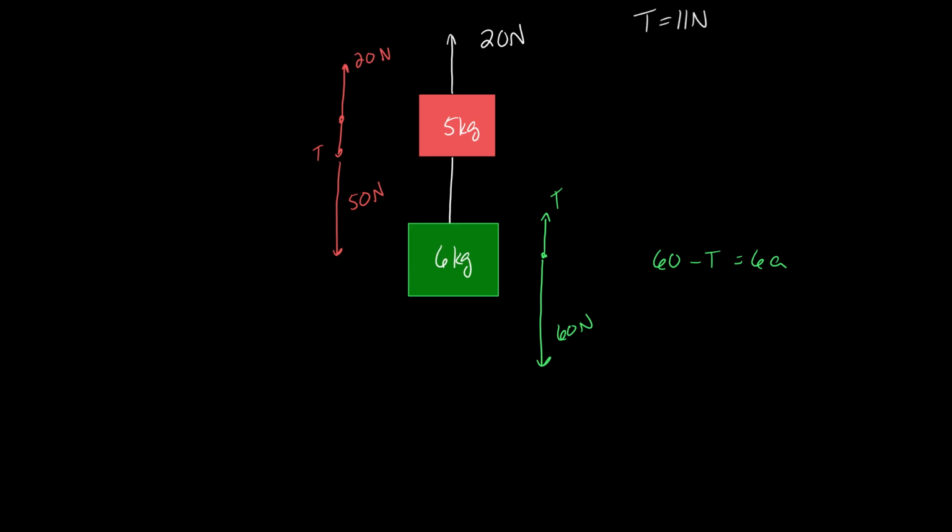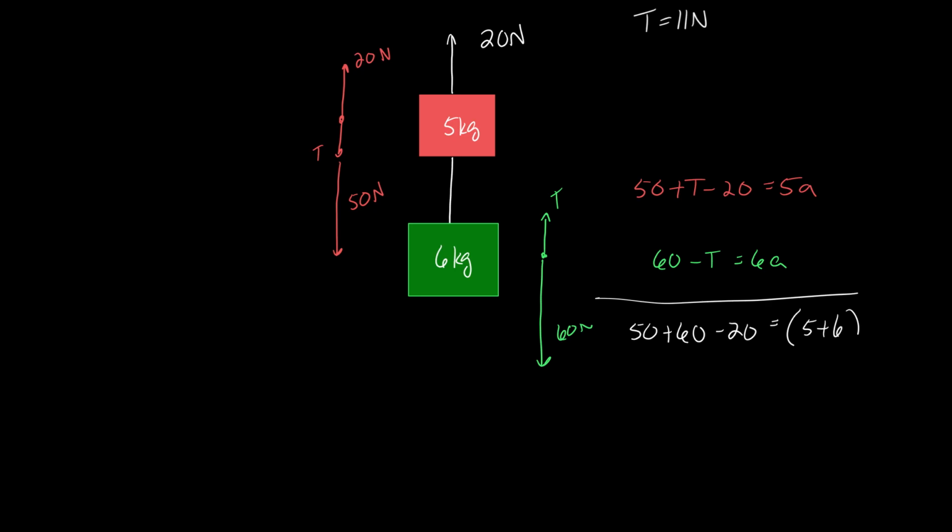For the red one, 50 plus T minus 20 equals 5a. Is that what you did? That's what I did. I think that's a good way to go. Just adding up what's there. Add these together, and I'm noticing I'll have 50 plus 60 minus 20 equals 5 plus 6 times a.